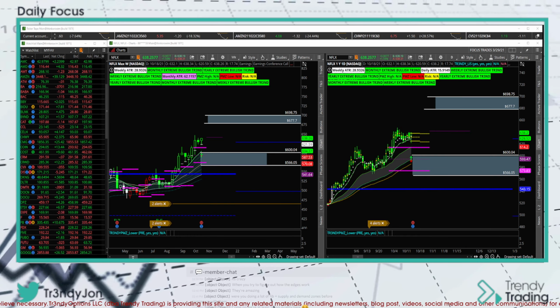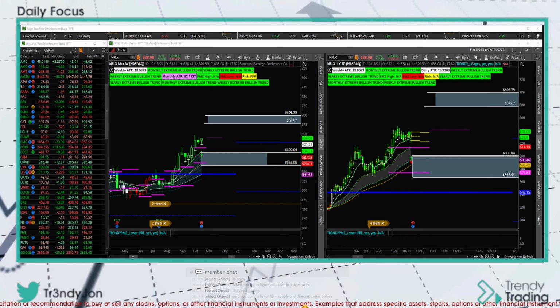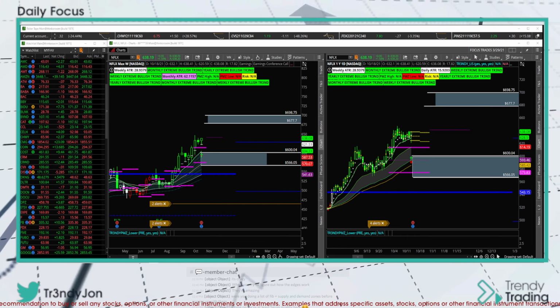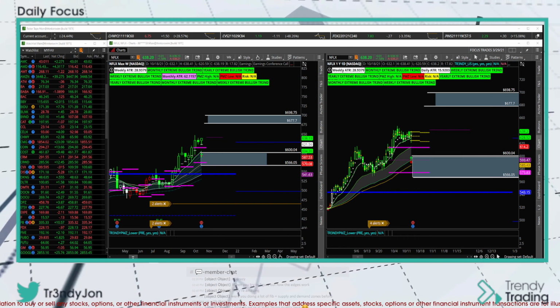Somewhere in this neighborhood, I'd be looking at buying at 600 and selling the 590. All right, this might be a little bit more expensive. Let's see, 600 by 590. All right, 86 cents. Not bad. Let's just round it up to about 90.